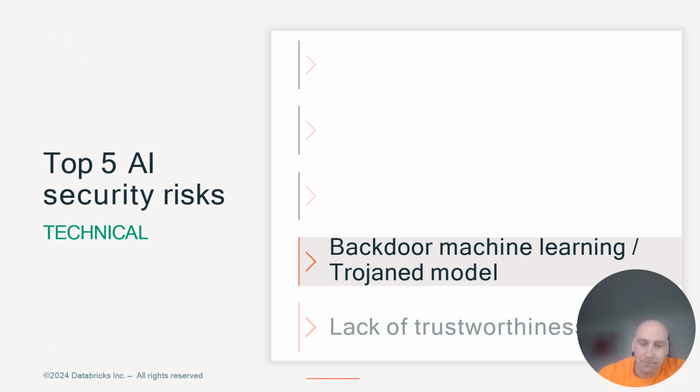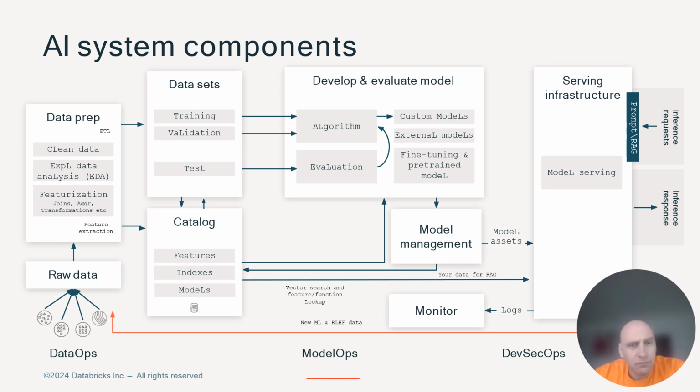So again, same thing, AI system components. Where do we think the risks of a backdoored or Trojan model can appear in this diagram? If you want, pause the video, have a look, have a think. Where could we expect specific risks to materialize? And I'll jump to the next slide.